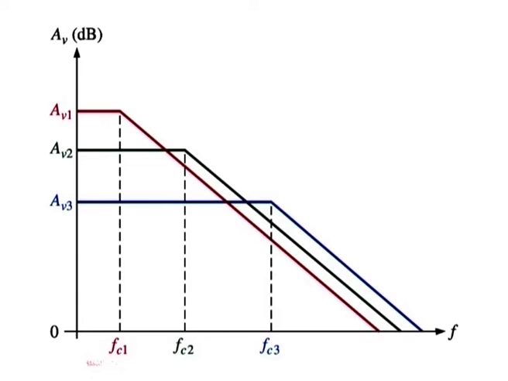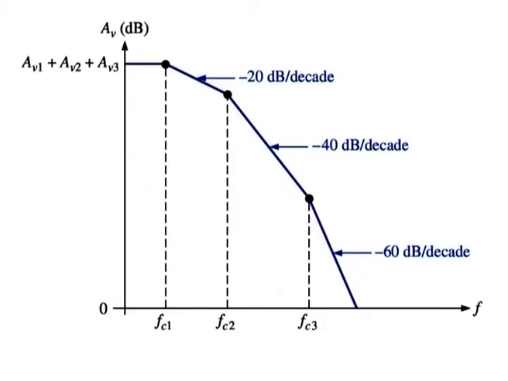As you know, dB gains are added so that the total op-amp frequency response is as shown in figure C. Since the roll-off rates are additive, the total roll-off rate increases by minus 20 dB per decade as each critical frequency is reached.